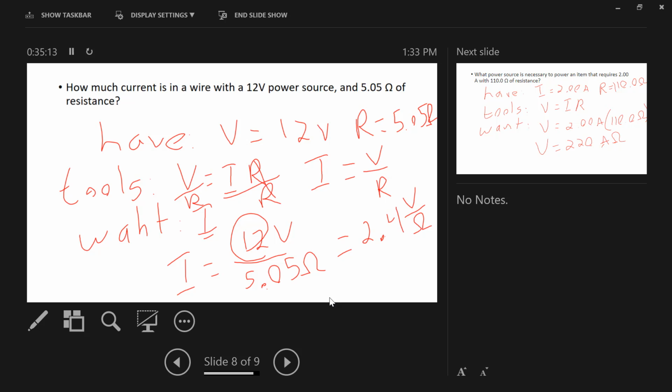All right, so what do we have? What are we given? We know our voltage, right? What's the voltage of our power source? 12 volts, right? And we know our resistance. What's our resistance? 5.05 ohms. And the ohm got cut off there. You'll see it in your version of the slides.